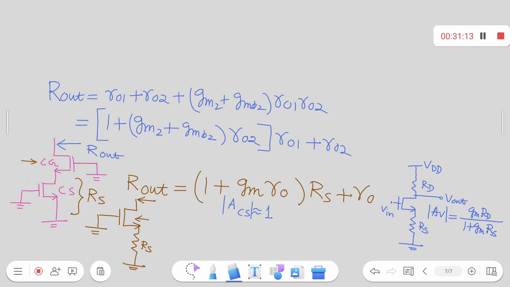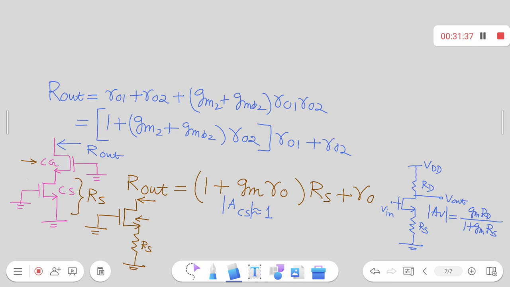Because 1 minus A times C mu, and that A was negatively large, minus 20, minus 30, the effective capacitance increases. That controls the speed of the device, the speed of this amplifier, which is our frequency response. Yes, so here also we will do the same thing.